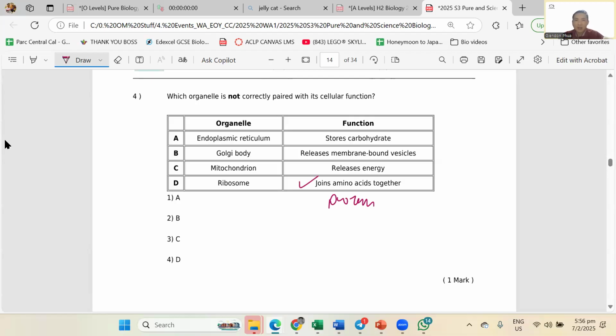Alright. Mitochondrion, easy peasy lah. Releases energy, confirm correct. Golgi apparatus or Golgi body. The last part of the marketing material. They will release the vesicles that contain the proteins. It will release the advertisement. So releases membrane-bound vesicles. Yeah, that's correct. And endoplasmic reticulum. Store carbohydrate. Nah. Doesn't store carbohydrate. It can help synthesize the carbohydrate if it's a smooth ER. So it doesn't store carbohydrate. Here is wrong. So answer here is 1. A. Clear? Okay.